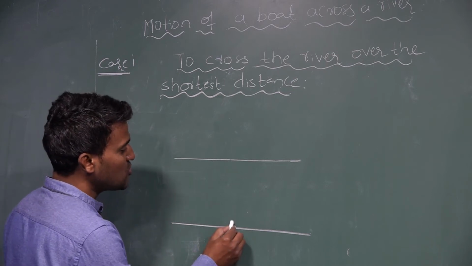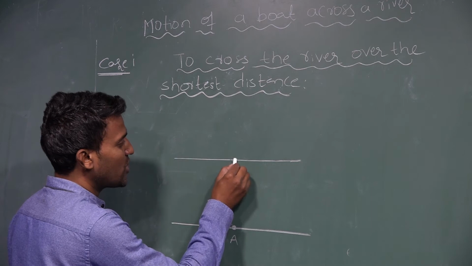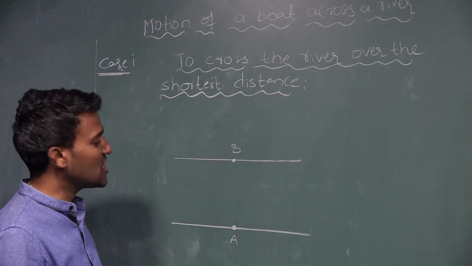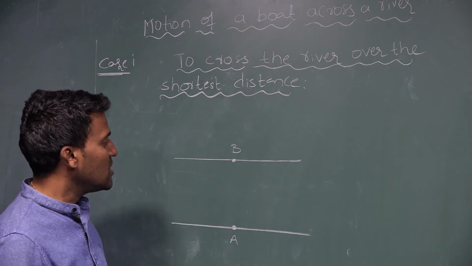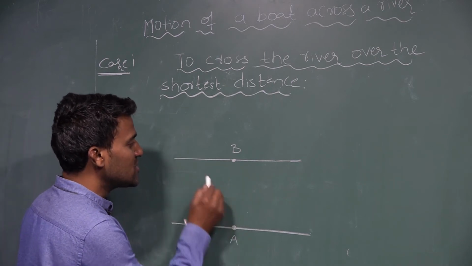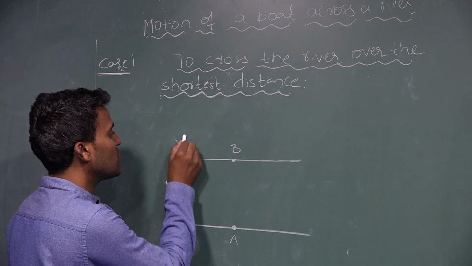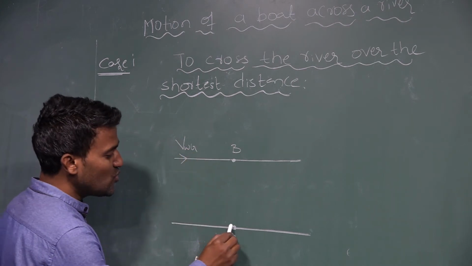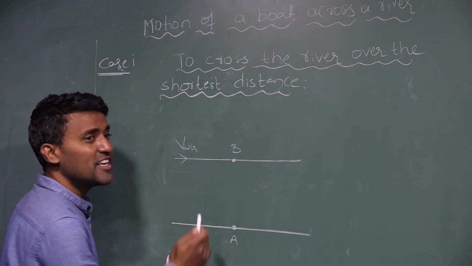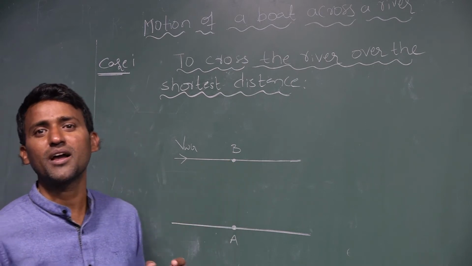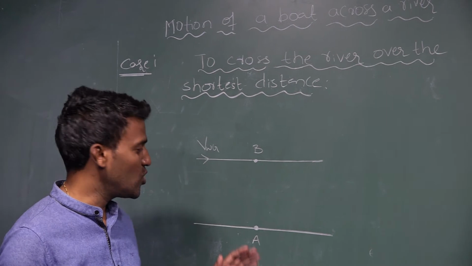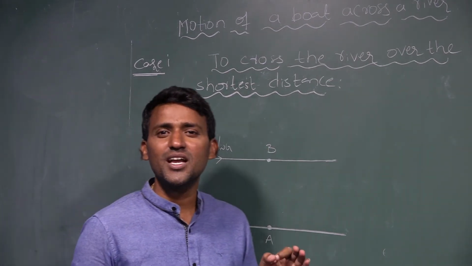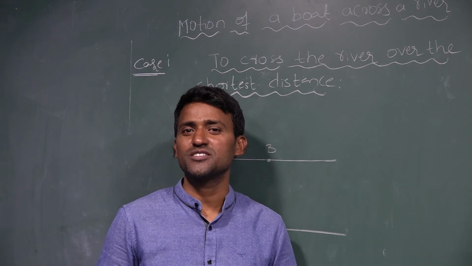If the boat wants to reach exactly the opposite point of the river, and it moves along this direction, this is the water flow direction, the velocity of the water with respect to ground, isn't it? If it is moving along this direction, can it reach the opposite point? If the boat moves along the perpendicular direction, can it reach exactly the opposite point? My question is that one.